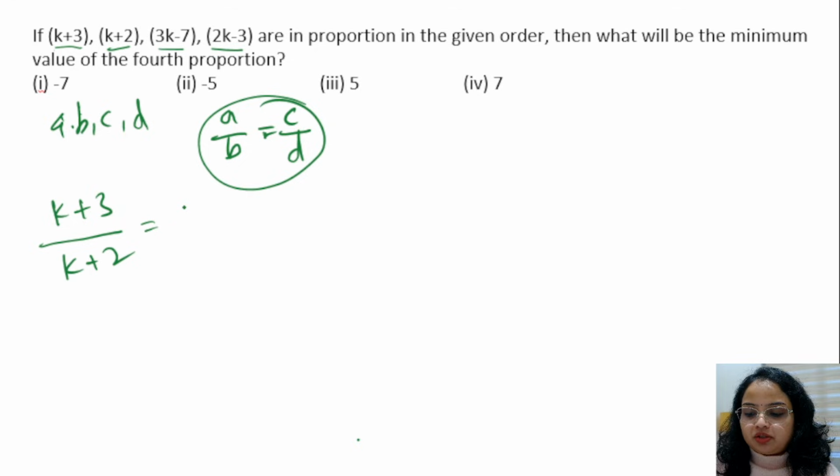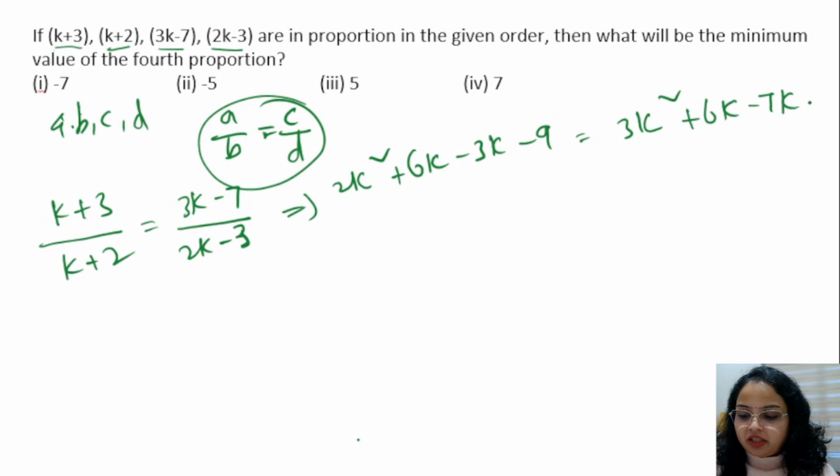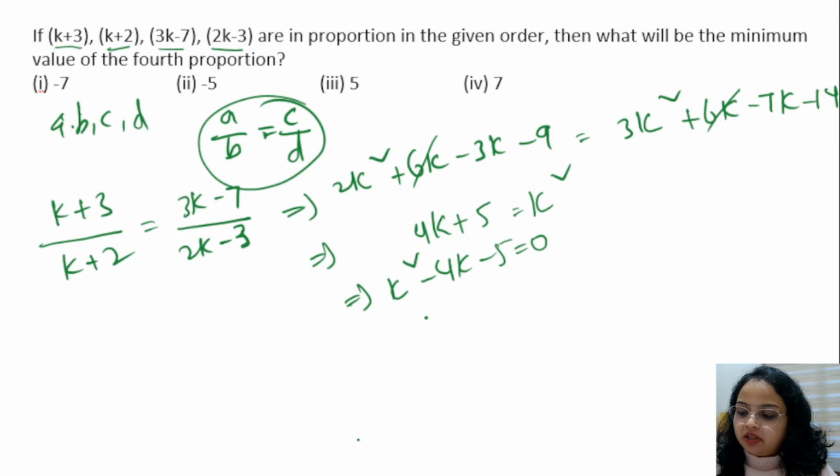k plus 3 by k plus 2 is equal to 3k minus 7 by 2k minus 3. Now we will cross multiply. We'll get k plus 3 into 2k minus 3, which is 2k square plus 6k minus 3k minus 9, equal to 3k square plus 6k minus 7k minus 14. Here 6k and 6k will be cancelled. Here we'll get k square and here we'll get 4k plus 5. So k square minus 4k minus 5 is equal to 0.